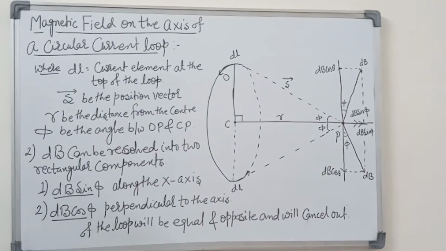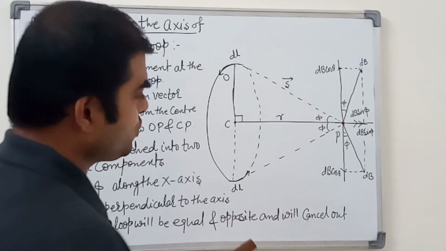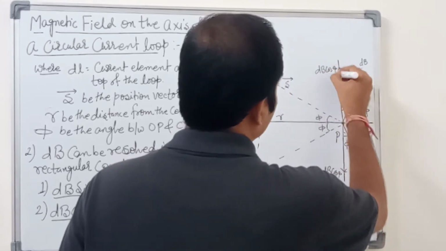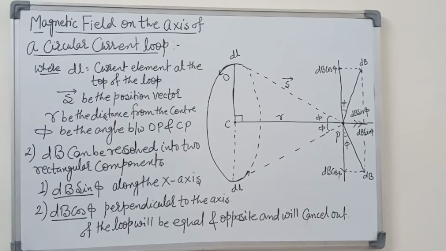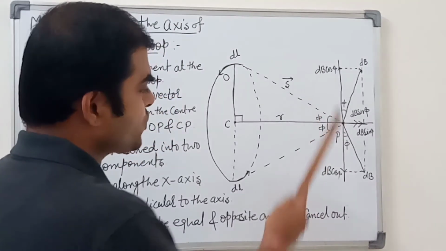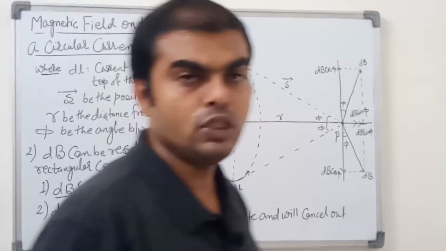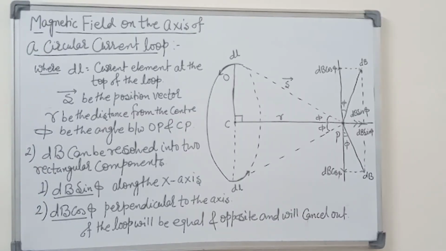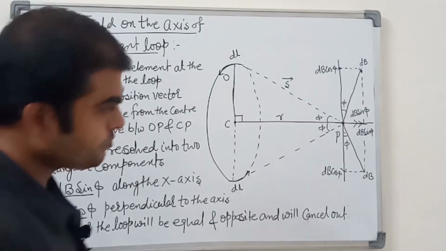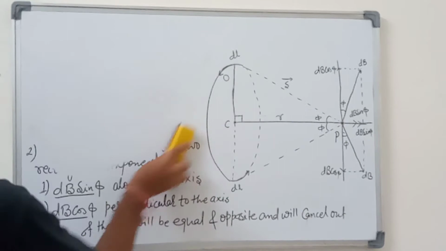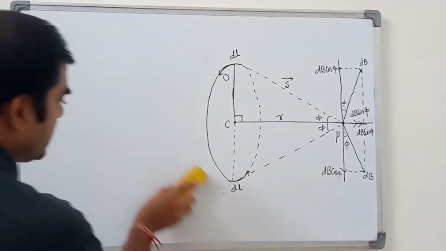And the dB cos phi components, dB cos phi and dB cos phi, are perpendicular to the axis of the loop, equal and opposite, and will cancel out. Only dB sin phi is active. According to the Biot-Savart law, write down this component.